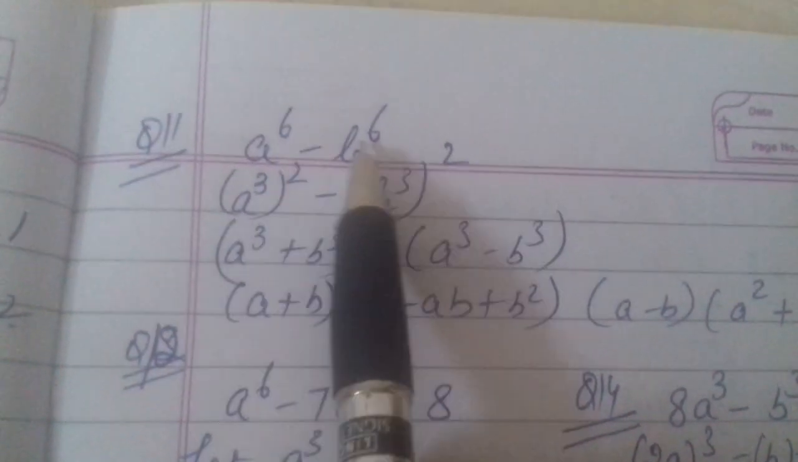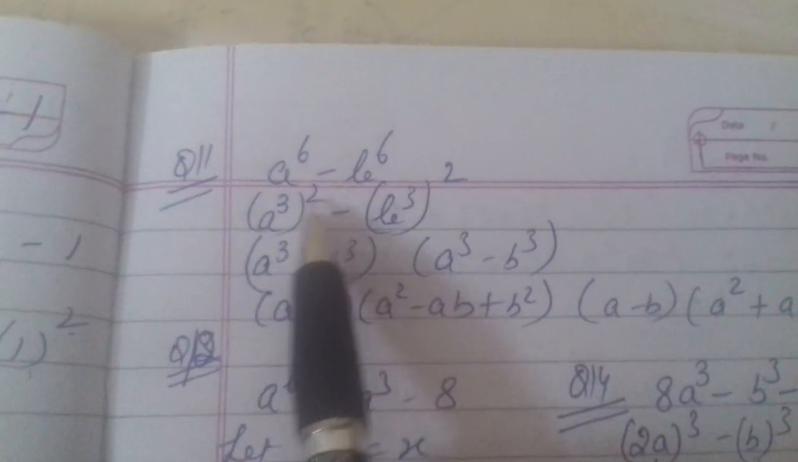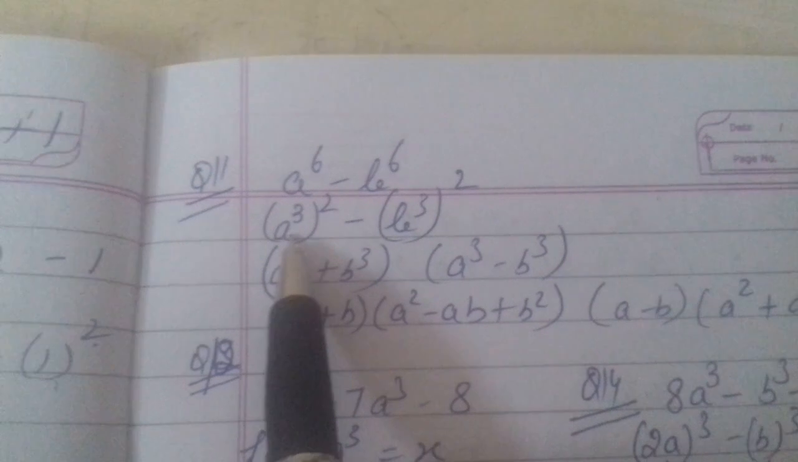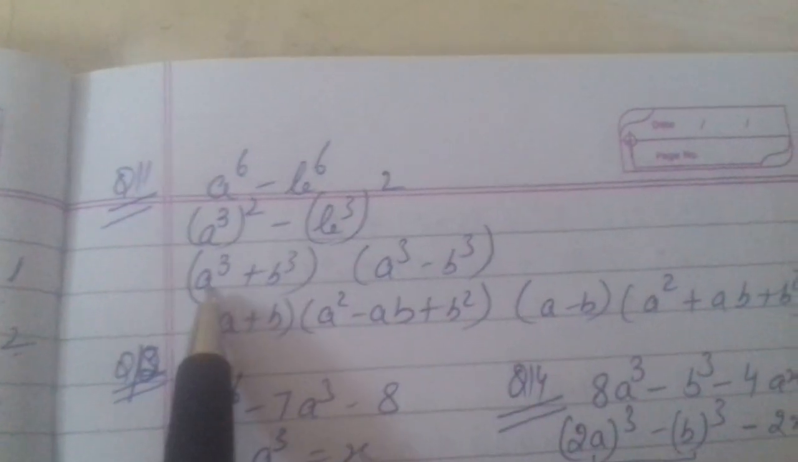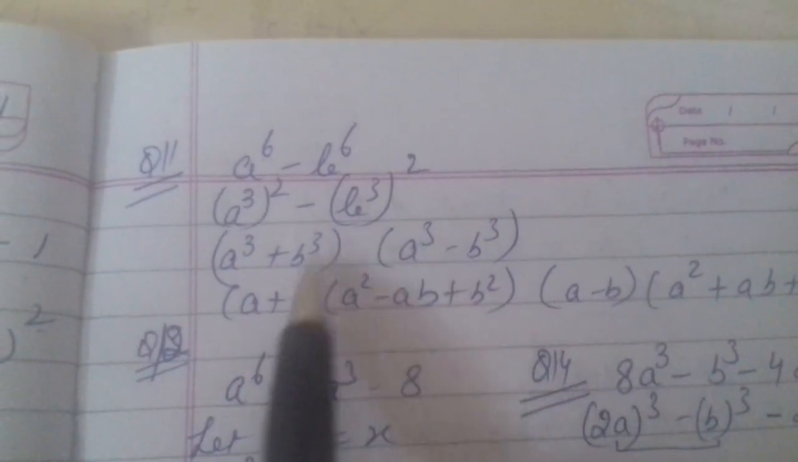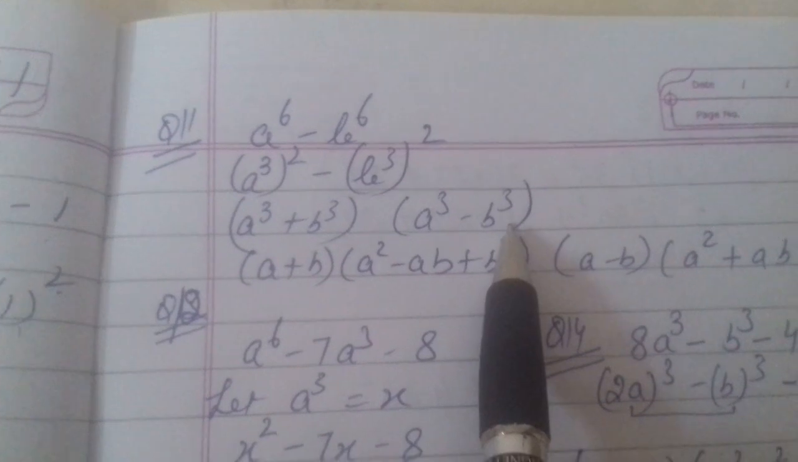Students, we don't have any identity related to power 6. So we can write A power 6 in this form. Clear? Now it is satisfying the identity A square minus B square. What is A? X, A cube. What is B? B cube. So A square minus B square is A plus B, A minus B.